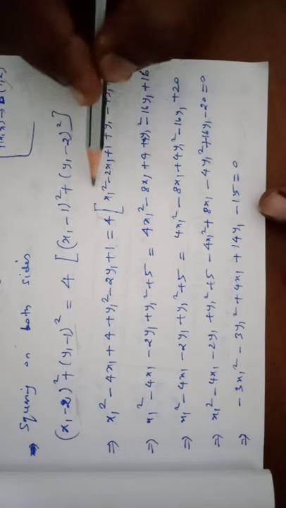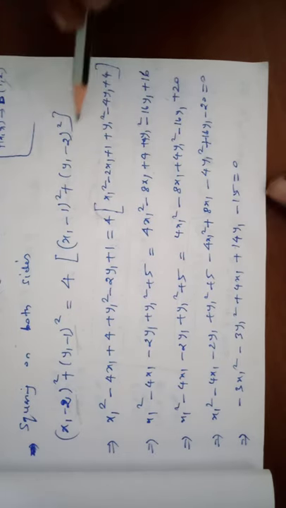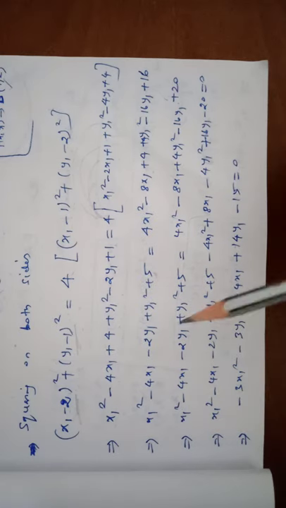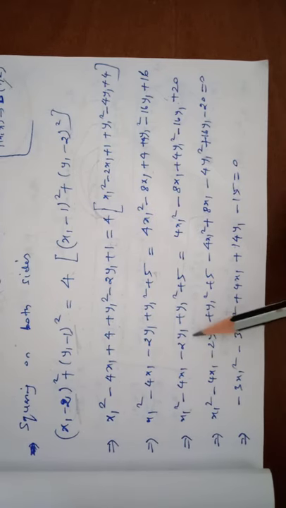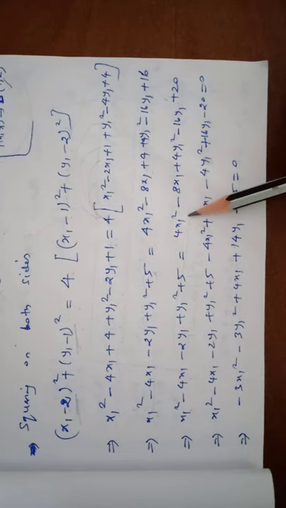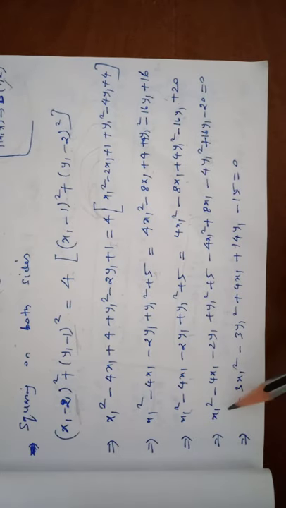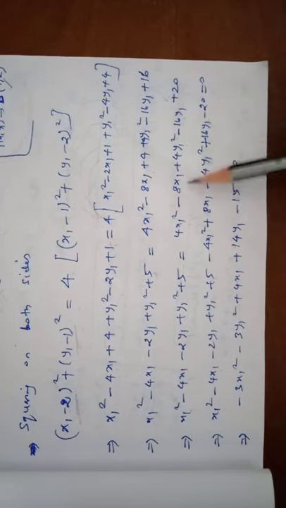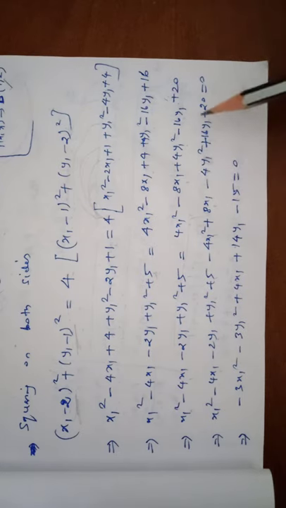So all the terms are multiplied by 4. So 4x1 square minus 8x1, again 4y1 square minus 16y1 and 16 on the right hand side. Left hand side is the same; adding these two values, 4 plus 1 is 5. So x1 square minus 4x1 minus 2y1 plus y1 square plus 5 equal to 4x1 square minus 8x1 plus 4y1 square minus 16y1 plus 20. Now all the terms are taken to the left hand side: minus 4x1 square plus 8x1 minus 4y1 square plus 16y1 minus 20 equal to 0.